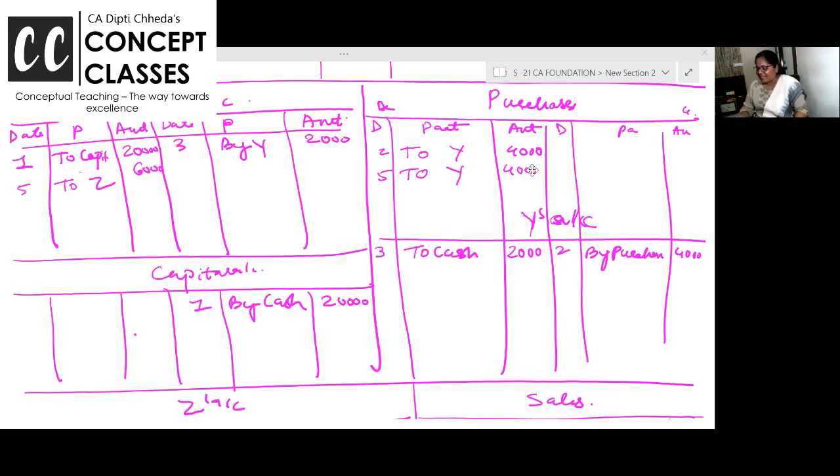So purchases is debited. I've taken a little nice problem only, repeated entries with different amounts. Are you able to post? Purchase again 4,000, and credit Y. Y, you have to pay me 4,000.